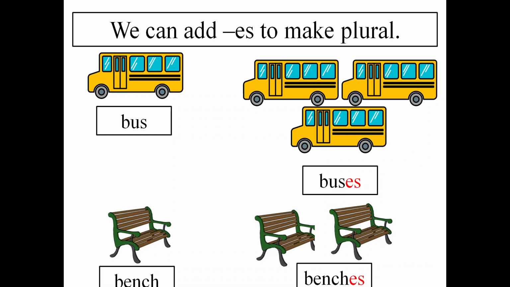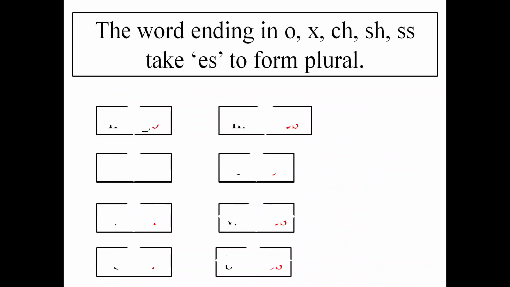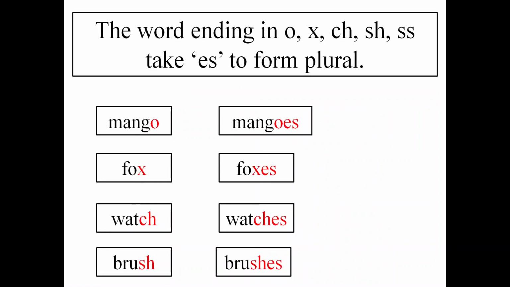Now, there might be a confusion where we have to add ES. There is a trick. The word ending in O, X, CH, SH, SS take ES to form plural. If I want to make plural form, then in the word you need to see the last letter. जो word का last letter है आपको वो देखना है, and then you can decide whether you have to put ES or S.